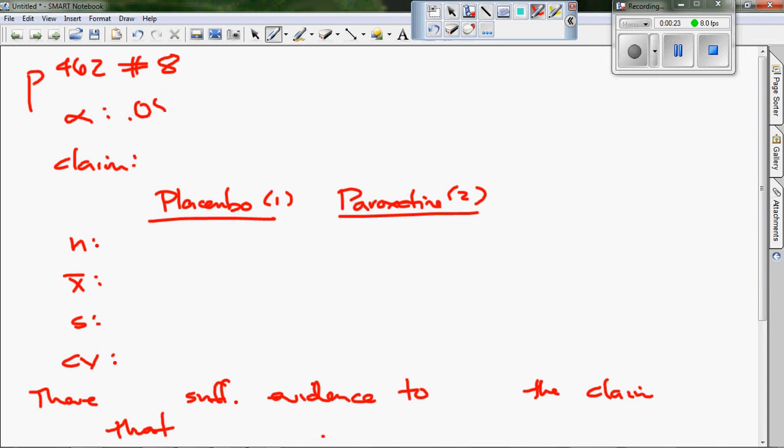We're going to use a 0.05 significance level to test the claim that the treatment group and the placebo group come from populations with the same mean. So the mean of 1 is equal to the mean of 2.